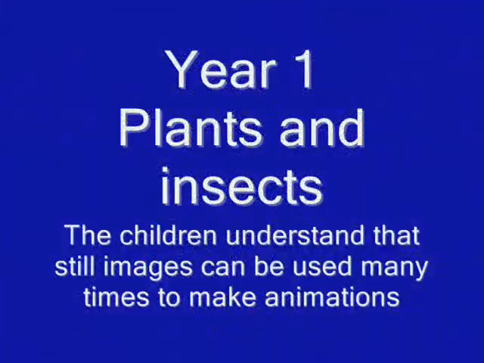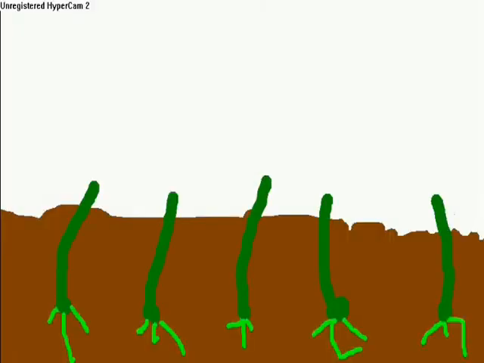Year 1. Using the plants and insects topic in IPC, we teach them that static pictures can be put together to make animations. This is quite important, especially with the growing aspect of plants and the movement of insects.